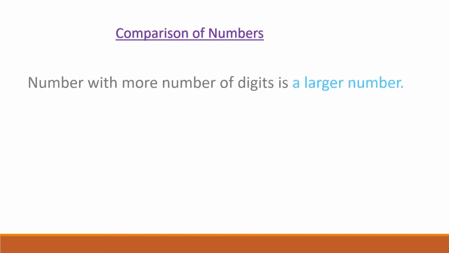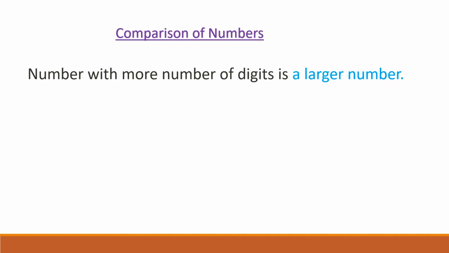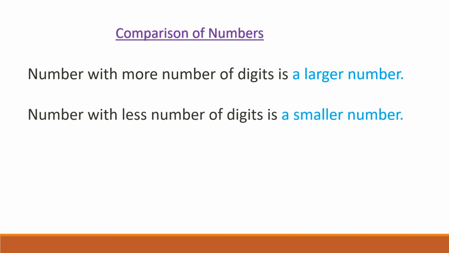First, the number with more number of digits is a larger number. The number which contains the more number of digits. என்ன நம்பர்ல எத்தனை நிறைய digits இருக்கோ அதுதான் larger number. Next, the number with less number of digits is a smaller number. The number which contains a less number of digits. If the number contains only 2 or 3 digits, then that number is called as a smaller number.